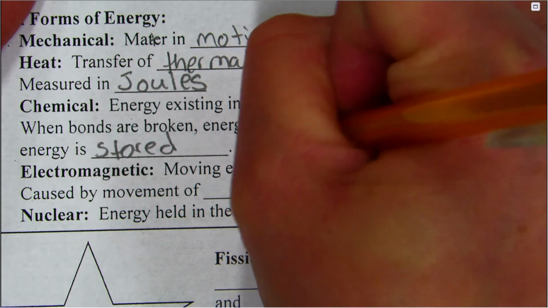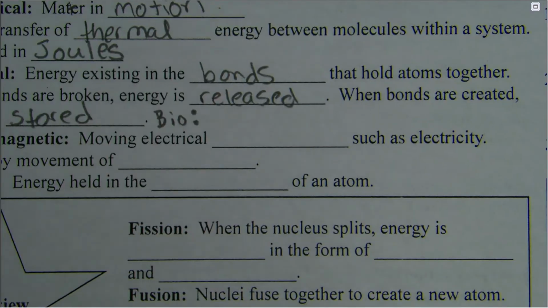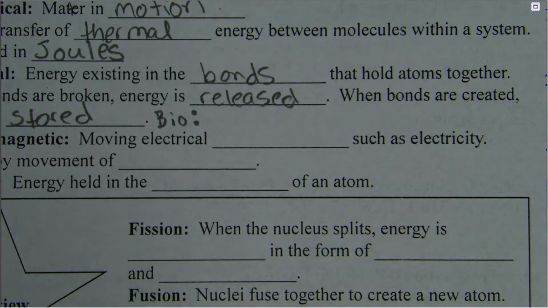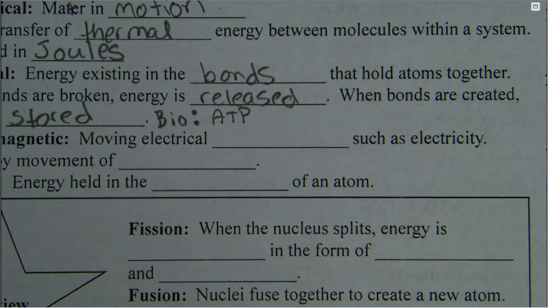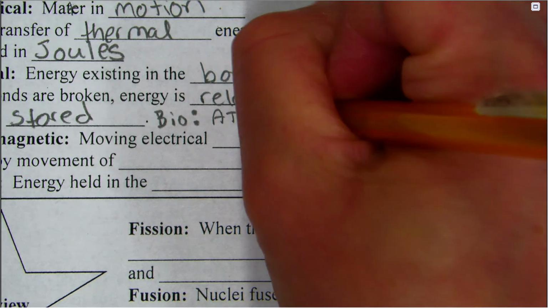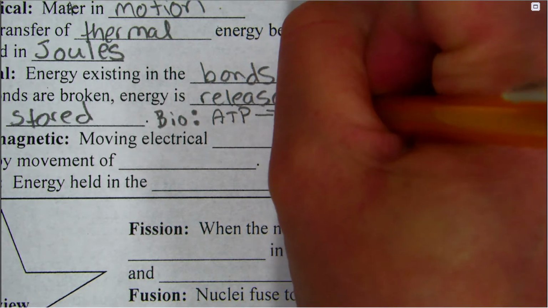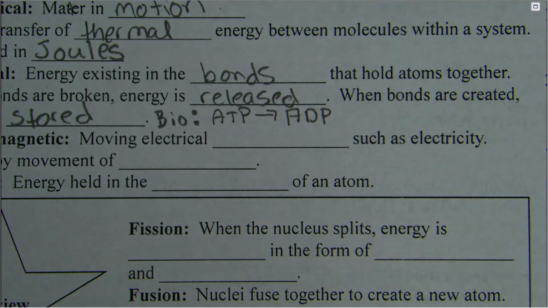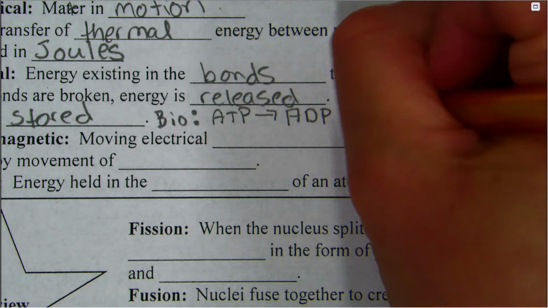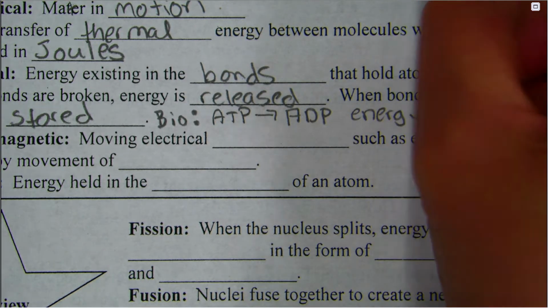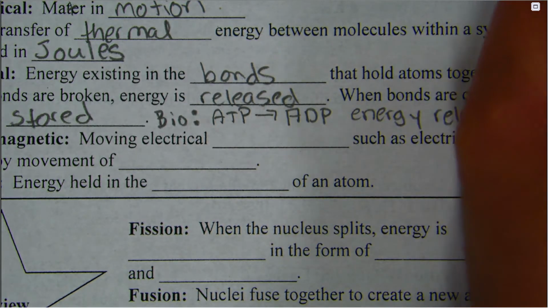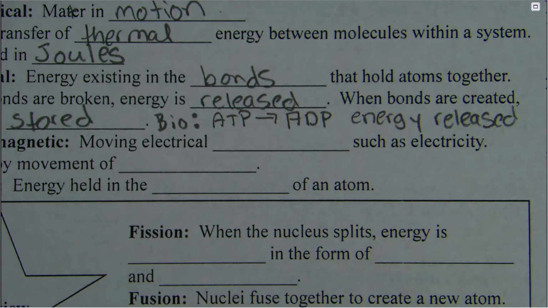Another example, if we wanted to relate this back to biology, think back to biology, all right, and how does your body get energy? Your body stores energy as adenosine triphosphate, ATP, and when it breaks a phosphate off to make adenosine diphosphate, ADP, energy is released. So breaking this phosphate off releases energy.